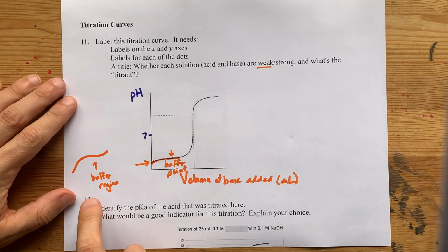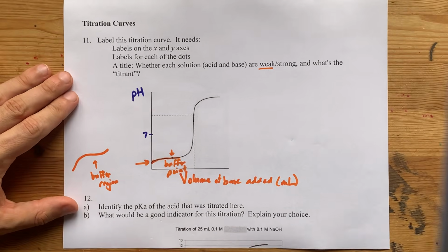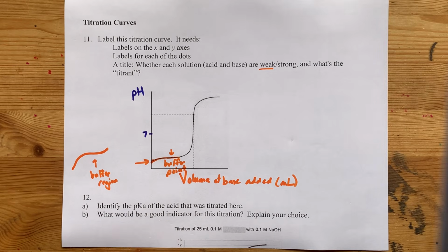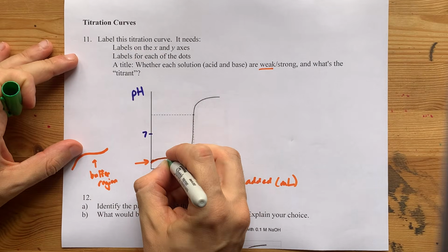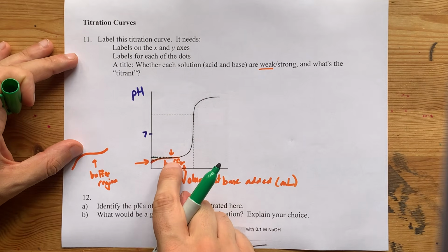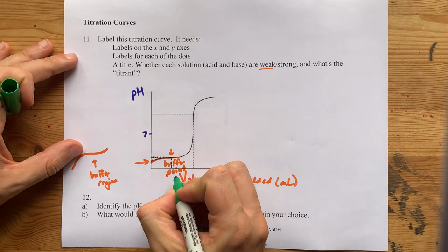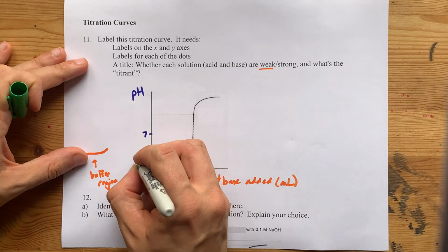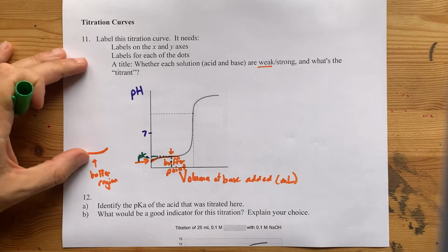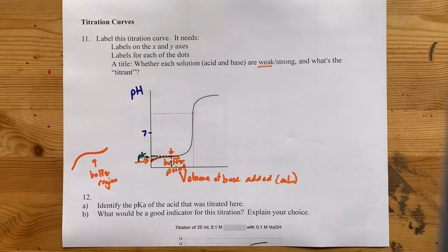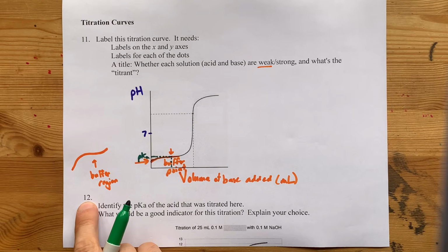I lost question 12 here. That's too bad. But we wanted you to identify the pKa of the acid. I guarantee you, whatever the pH is of this buffer point, the point that represents your pH halfway to the vertical section of your graph, I guarantee you that is the pKa of your acid. Always when you're starting with a weak acid and titrating it. So I've answered question 12 here.